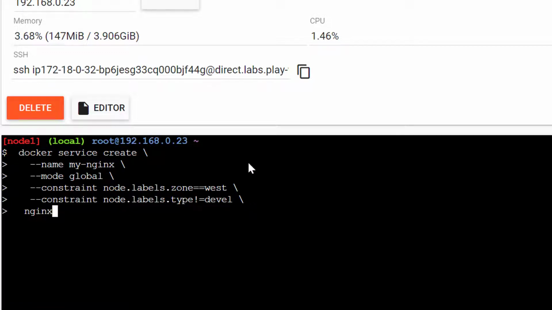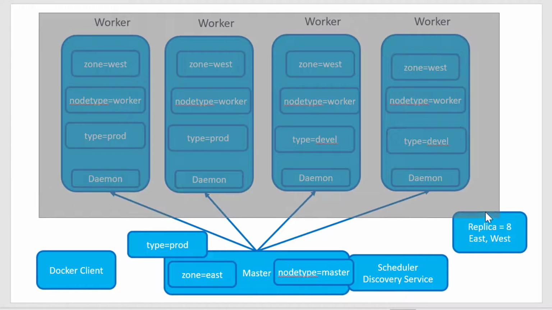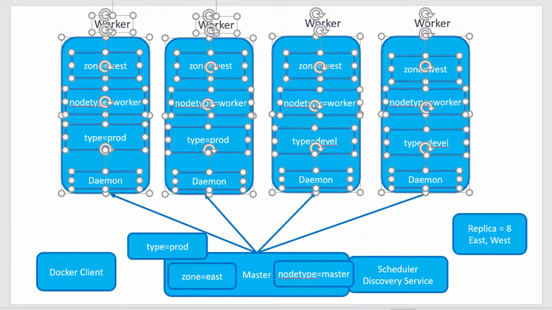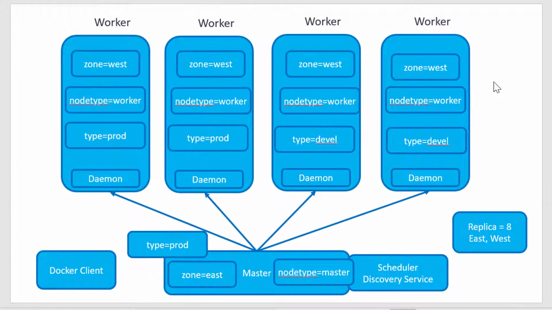First let us check how many nodes are going to get selected for the condition zone equal to west. For zone equal to west I do have 4 nodes, and the next condition, type not equal to DEVEL, so only these two workers, that is node 2 and 3, will get selected. And as this is a global service, two tasks, that is one task for node 2 and one task for node 3, should get deployed.